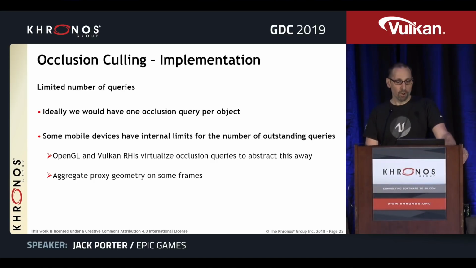On the implementation side, both under GLES and Vulkan, we find certain devices have a limited number of outstanding occlusion queries that are supported. Ideally, we'd have an occlusion query per object so that we could know for sure whether that particular proxy geometry needs to be rendered as real geometry. So we've had to virtualize how we implement the occlusion queries. Kostiantyn's going to talk a little bit about how we reuse the occlusion queries for Vulkan. We also have a round-robin system for aggregating geometry at a higher level in Unreal Engine that is used to aggregate this proxy geometry.